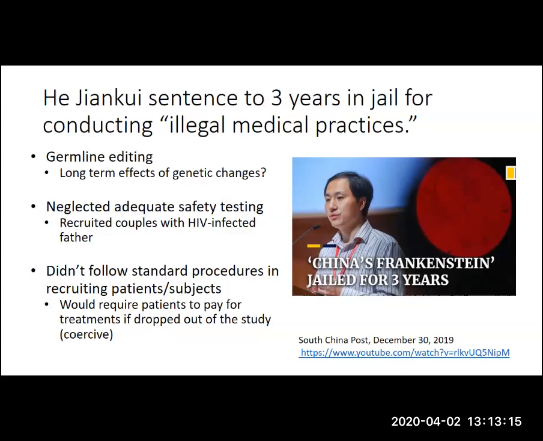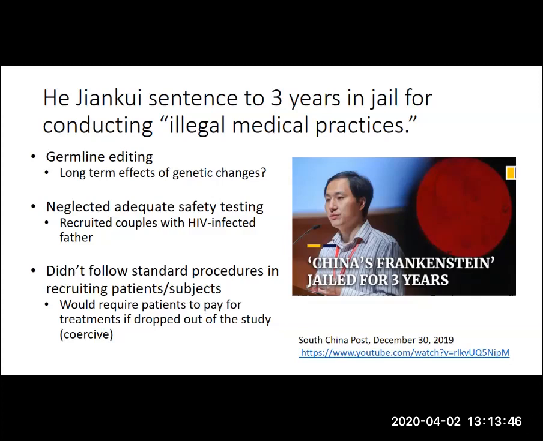So created a new inherited disease that could be found within these individuals, these children that were born, or their progeny at some point in the future. There's also, it's not clear what going through and inducing this mutation is going to do and make them susceptible for going forward. There were also issues in regards to safety testing. As I said on the previous slide, he was recruiting couples with an HIV-infected father.